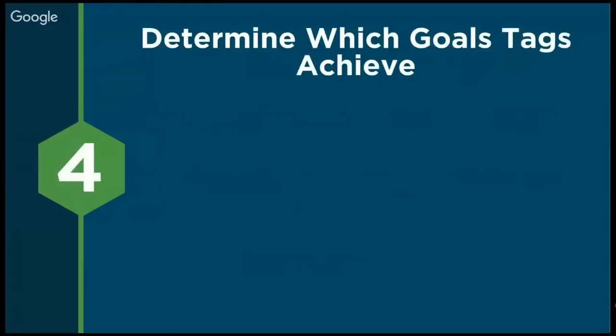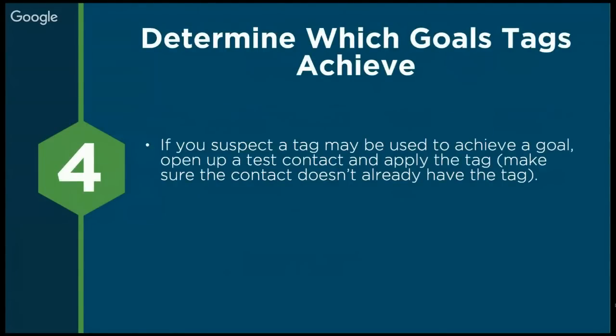So that brings us to step number 4, which is determine which goals tags achieve. If you suspect a tag may be used to achieve a goal, open up a test contact. Create a contact for yourself or for some relative, or just make up a name and apply the tag to that contact. Make sure the contact doesn't already have the tag, because if they already have it and you apply it, of course, it's not going to do anything.